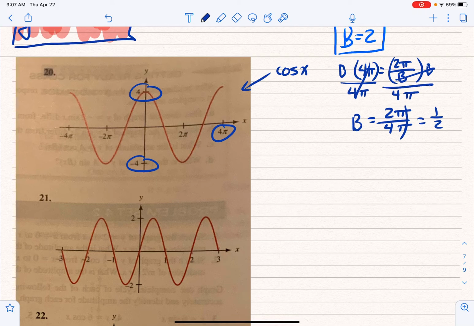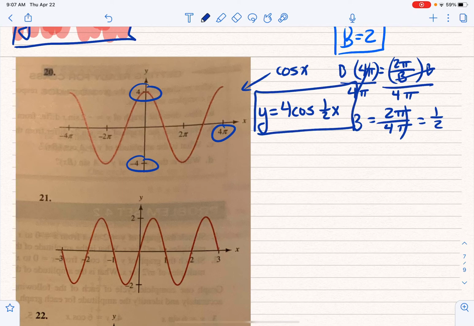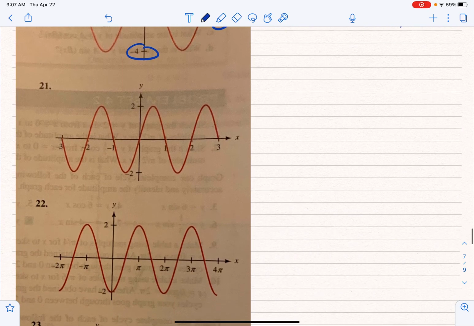When the b value is small, it increases the period, and when the b value is big, it decreases the period. All right? So this is real simple. The equation would be y equals 4 cosine 1/2 x. And that's what you should have. All right, let's look at the next one, number 21.